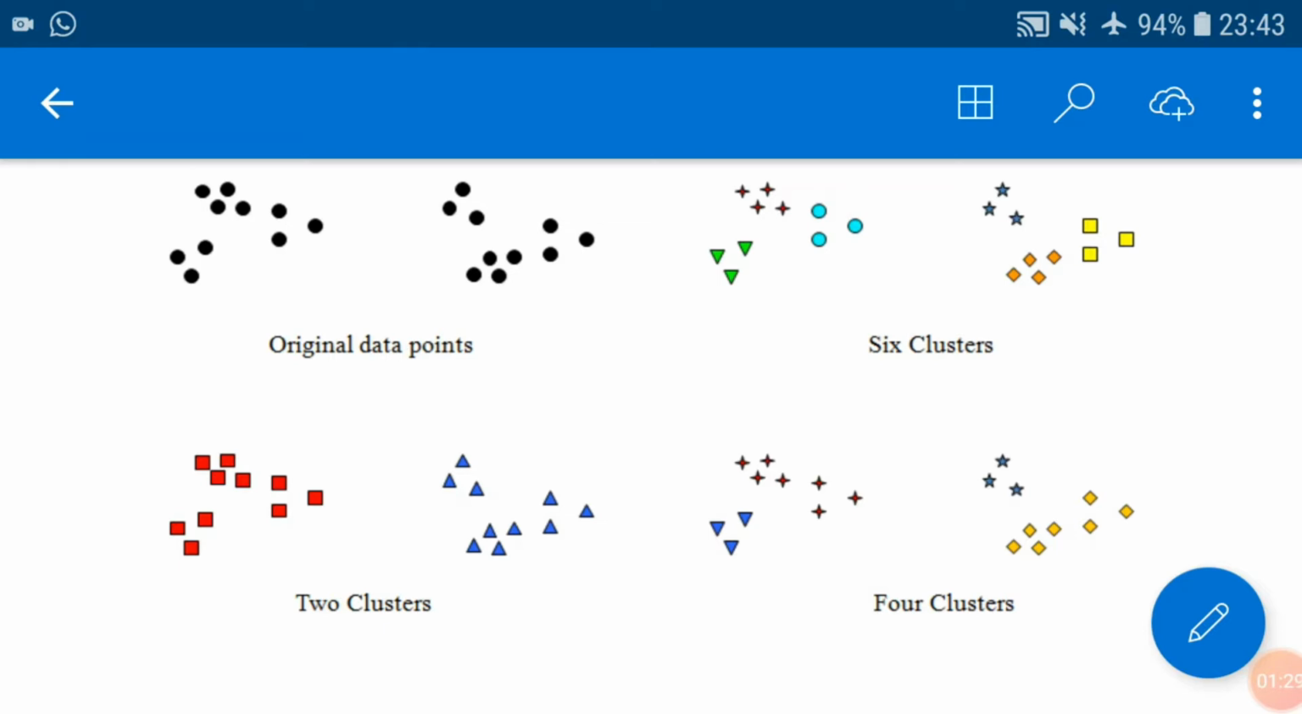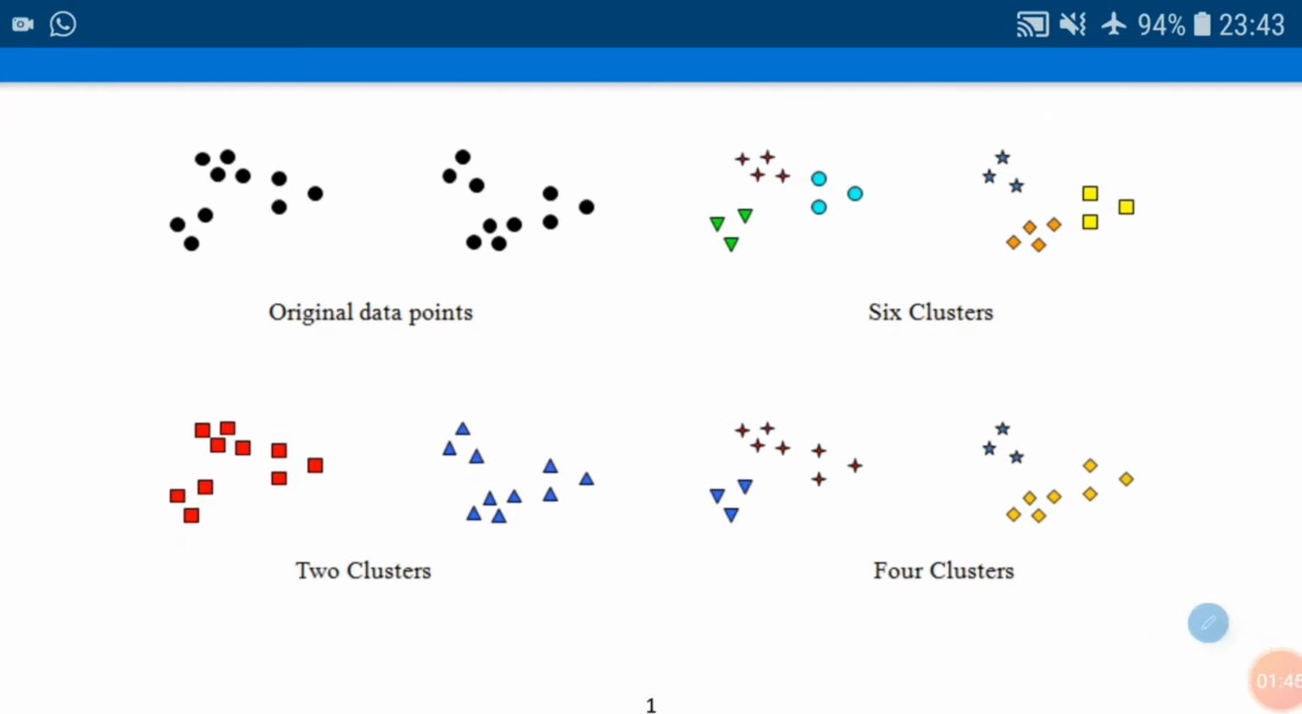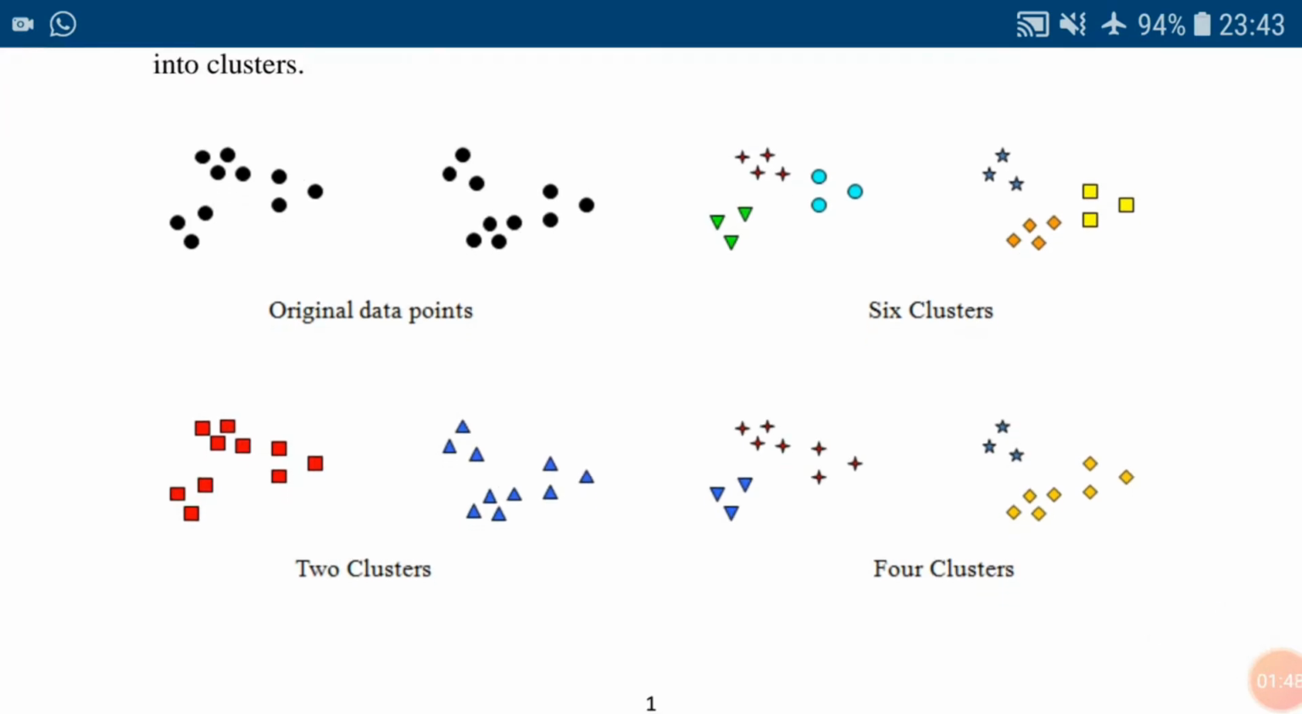So cluster 1 consists of reflected triangles. Three reflected triangles are there. So cluster 2 consists of 4 plus symbols. Cluster 3 consists of 3 circles. Cluster 4 consists of 3 star symbols. Cluster 5 consists of 4 diamond symbols. Cluster 6 consists of 3 squares.